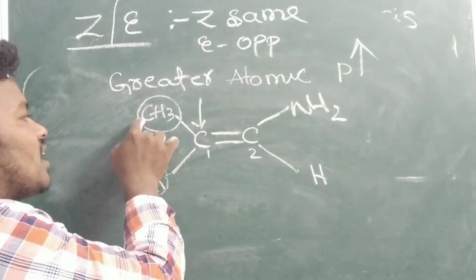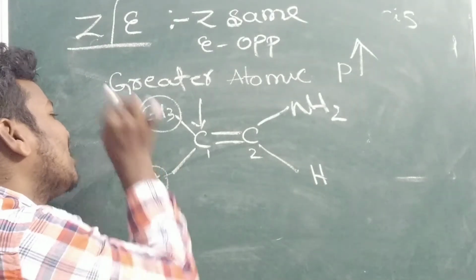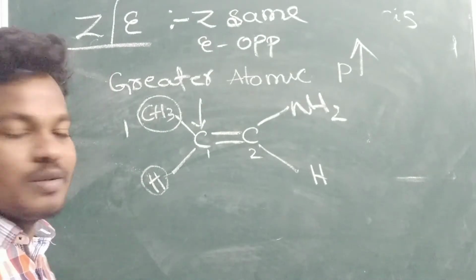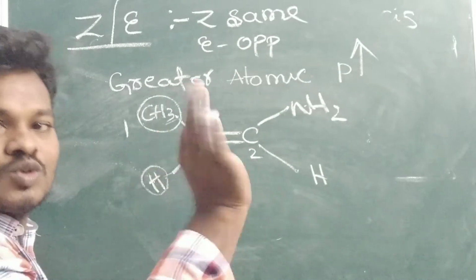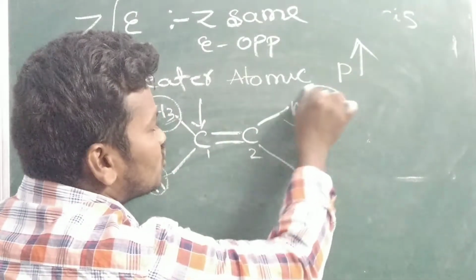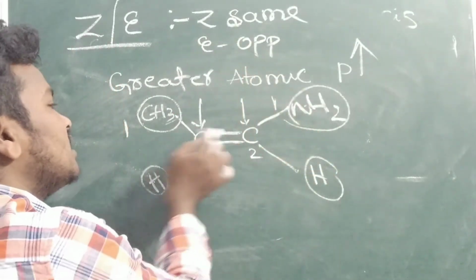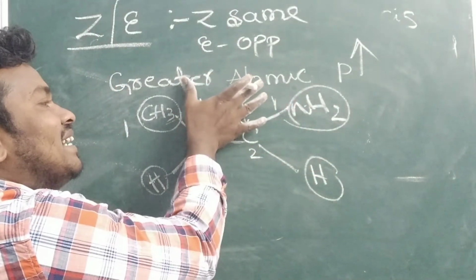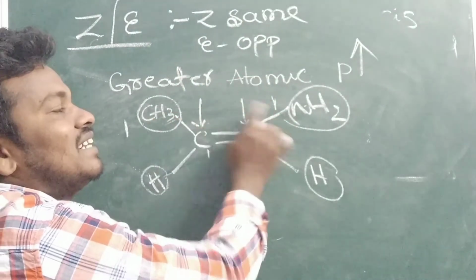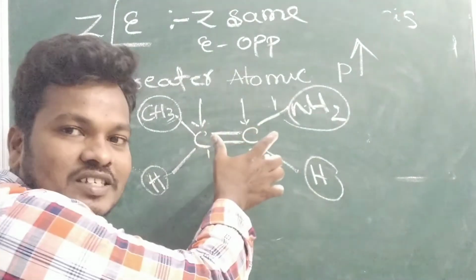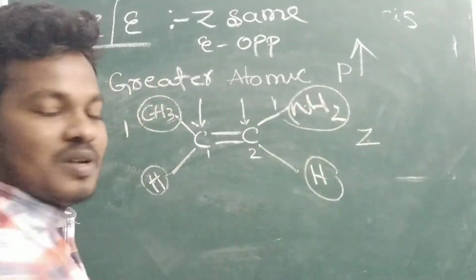Between hydrogen and carbon, carbon is having the higher atomic number. That time you have to give the high priority. In these two only you have to check. You should not check in those two. Here again in these two you should check. The high atomic number, high priority groups are presented on the same side. So this is called a Z isomer.